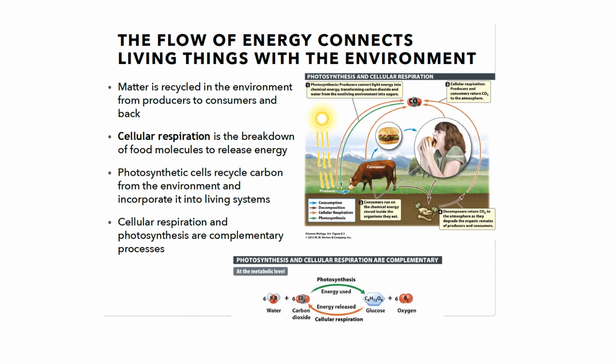Energy flows through living systems in a continuous cycle. Matter is recycled in the environment from producers to consumers and back again. Cellular respiration breaks down food molecules to release energy, while photosynthetic cells capture energy from the environment and incorporate carbon into living systems. Photosynthesis and cellular respiration are complementary processes. One captures energy and stores it in glucose, while the other releases that stored energy to power cellular activities.